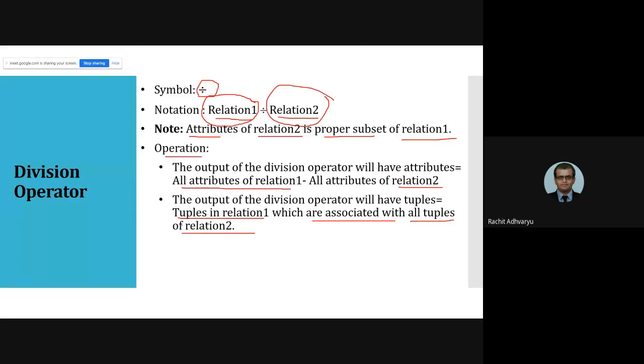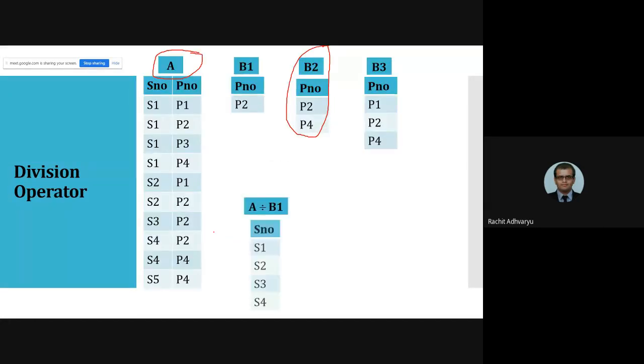What is the rule for tuples? Tuples in relation 1 are associated with all tuples of relation 2. So what we actually want to see here in A divided by B2 is that we are going to compare these two tables, A and B2. So what are the values of B2? P2 and P4, right? So now let us check where P2 and P4 lie.